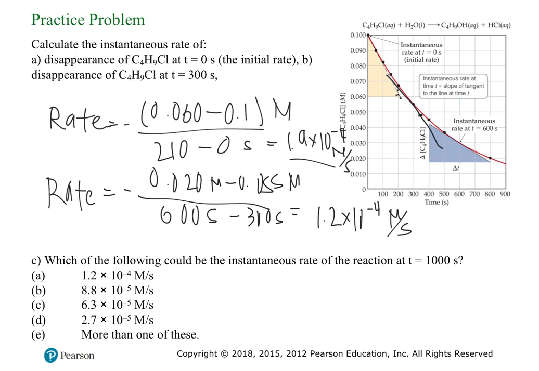So which of the following could be the instantaneous rate at 1000? It should be less than all of these, and our 600 point, which was 6 times 10 to the negative 5. So that's the same as at 300. This is bigger than at 600. This is bigger than at 600. So the only possible one is D.